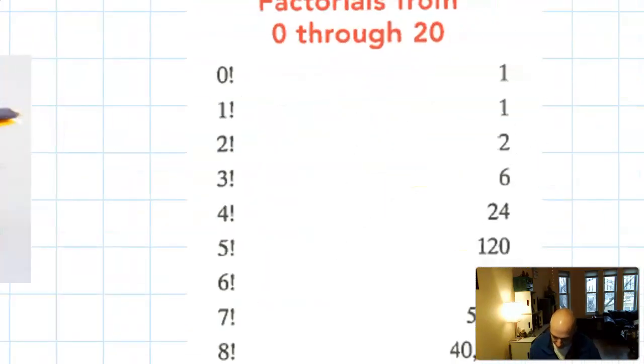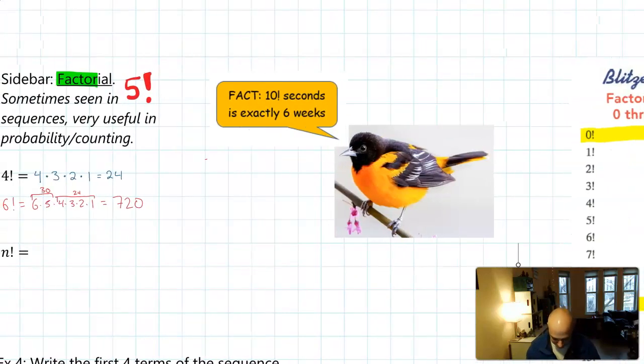Oh, by the way, 0 factorial is defined to be 1. I know you all think it should be 0. It's 1. We can talk about it more in class, but it is 1.